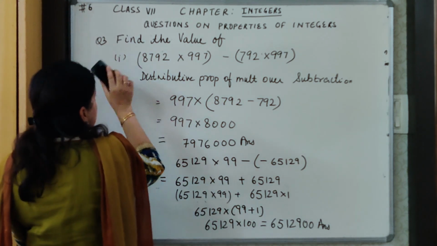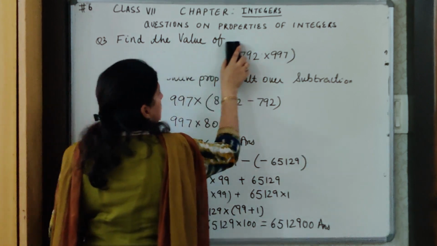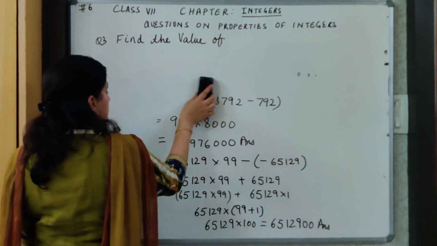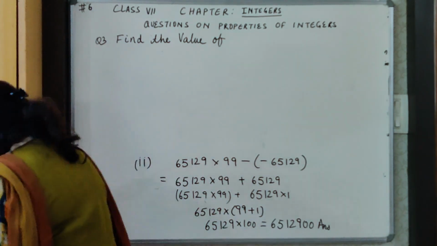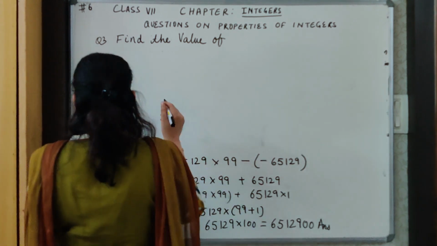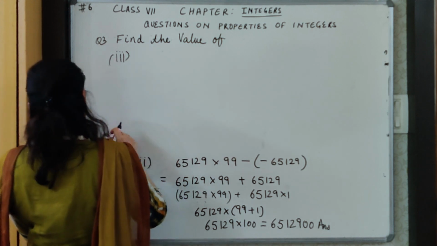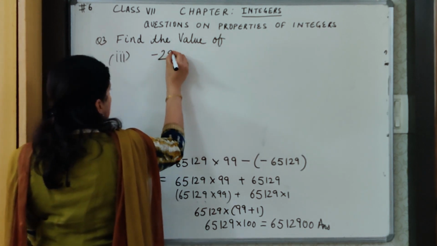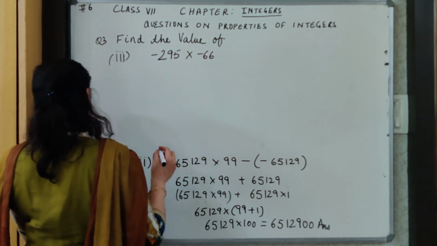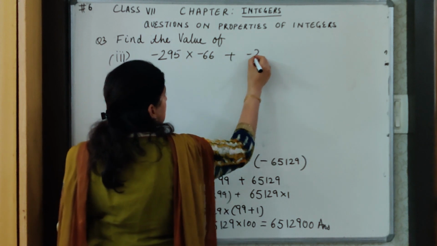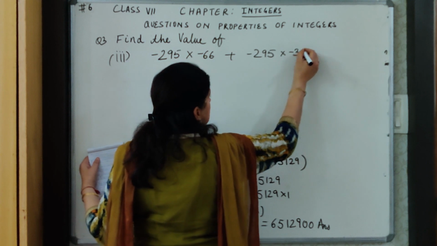One more of this type I will take. I am rubbing this. And the entire question. And we will take one more question of this type, which is, we have done 2, so the third one, minus 295 into minus 66 plus minus 295 into minus 34.